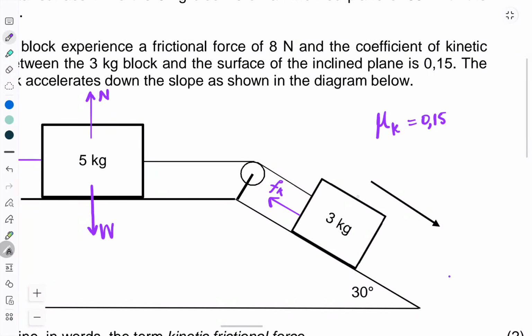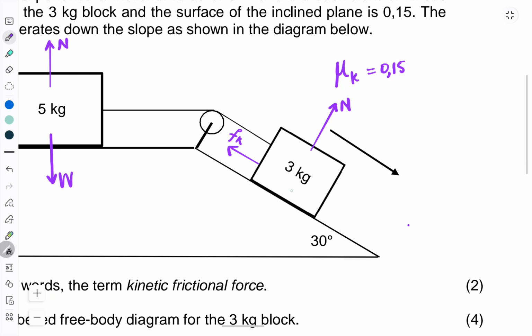On the 3 kilogram block, we do the same. Remember, the normal force always acts perpendicular to the surface. So it will go like this. That's my normal force. The weight drops straight down from here. It'll just go down, straight down from the block. Weight. So now remember, once you have the weight acting straight down like this on an incline, it means it will have components.